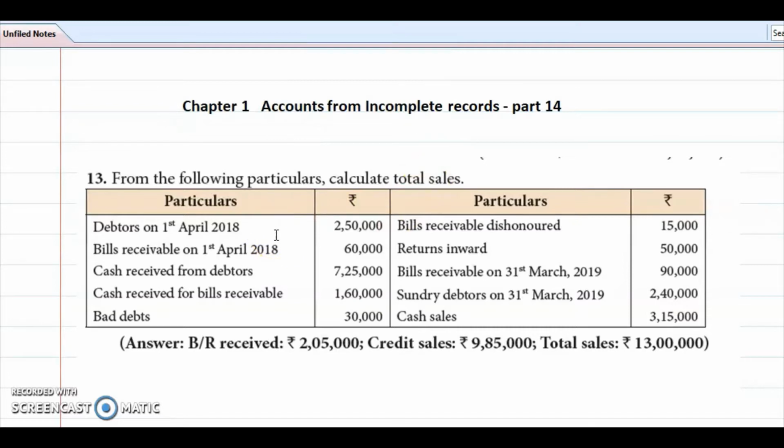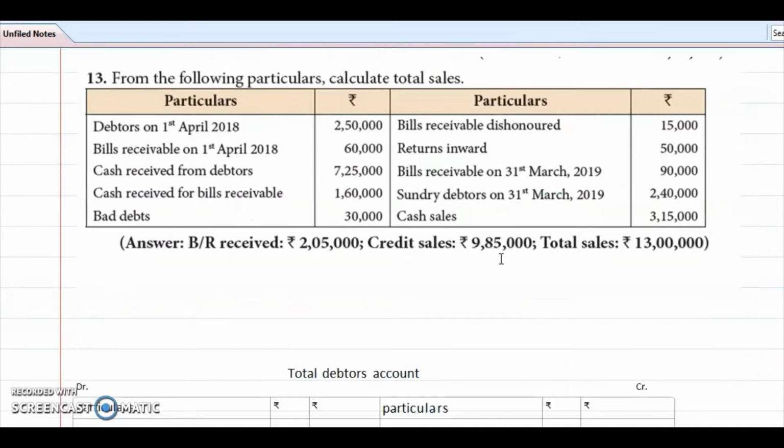In the previous problem, exercise number 10, we studied only the total debtors account. They asked only credit sales. Sorry, in the 11th problem we did that, they asked for the credit sales. For that we prepared only the debtors account and found it out. Is it clear? If opening and closing of bills receivable are given, definitely we have to prepare the bills receivable account. That's the thing.